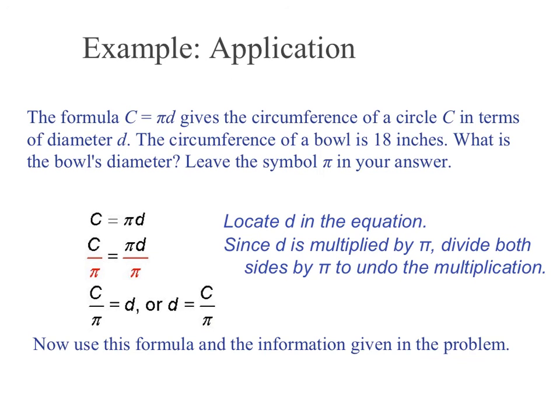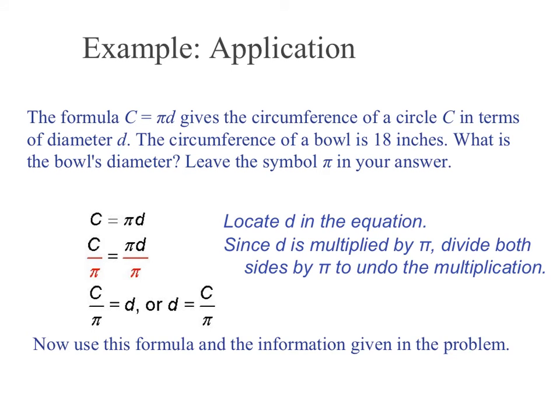Here's one more example. The formula C equals pi D gives the circumference of a circle, C, in terms of the diameter D. The circumference of a bowl is 18 inches. What is the bowl's diameter? And we want to leave it in terms of pi. Well, because our equation doesn't solve for diameter right now, our equation instead solves for circumference, we need to figure out how to solve for diameter when given circumference.